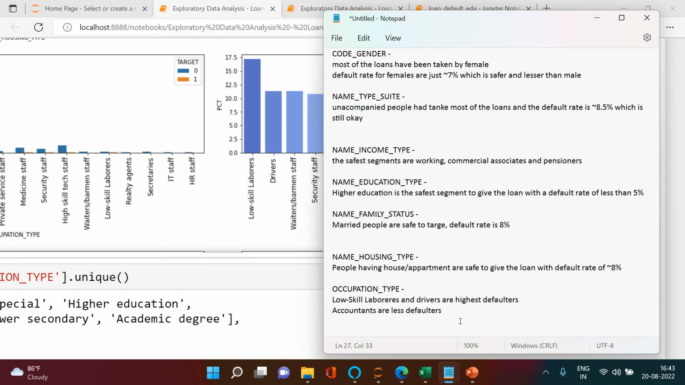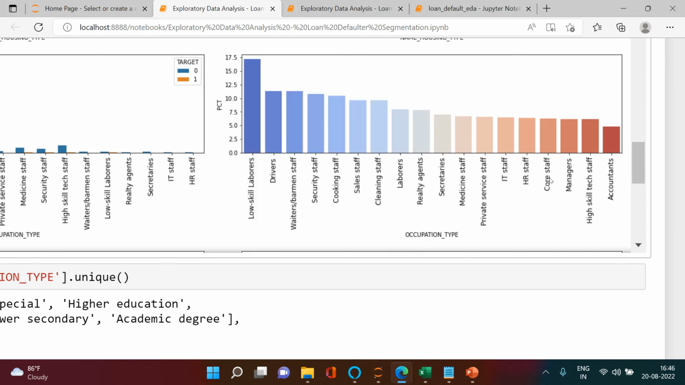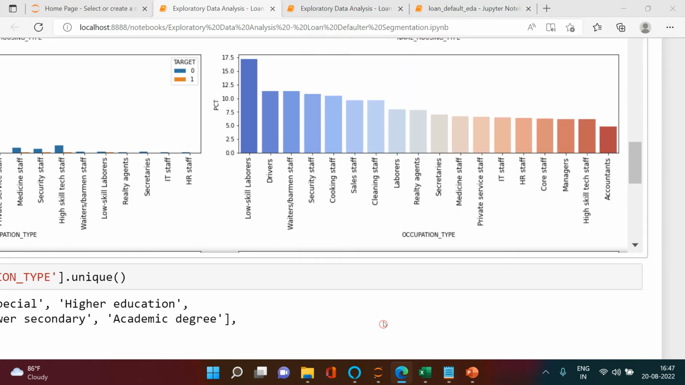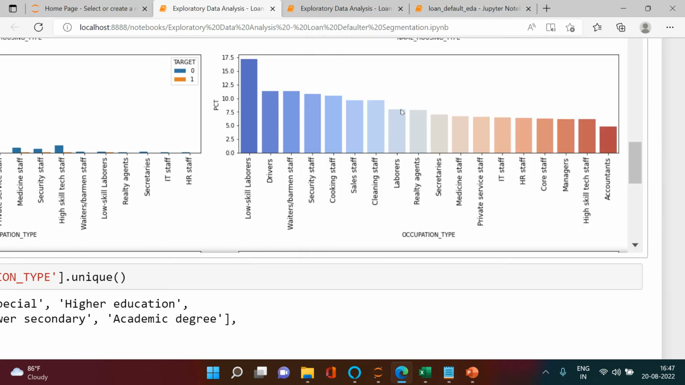So let's make our analysis. Core staff. All right, so let's just say that core staff, managers, and laborers are safer to target with a default rate of less than or equal to 10%. Okay, 10%.